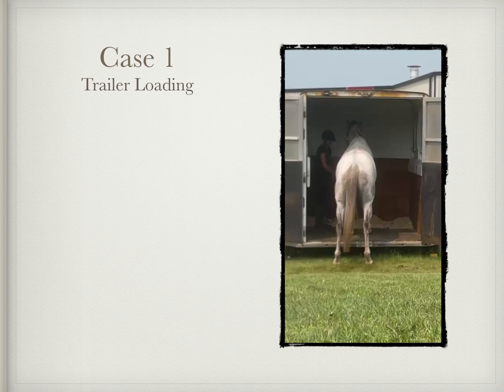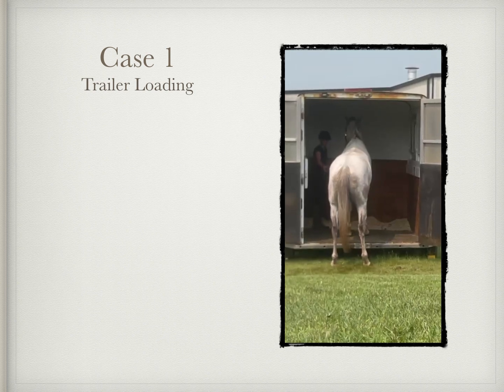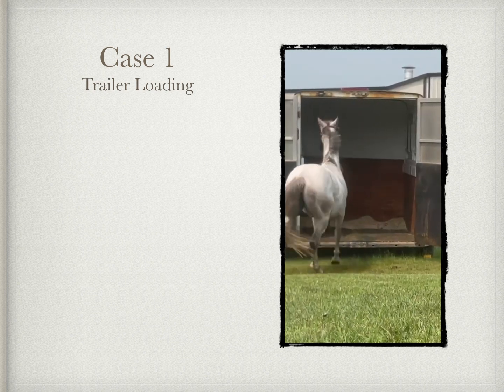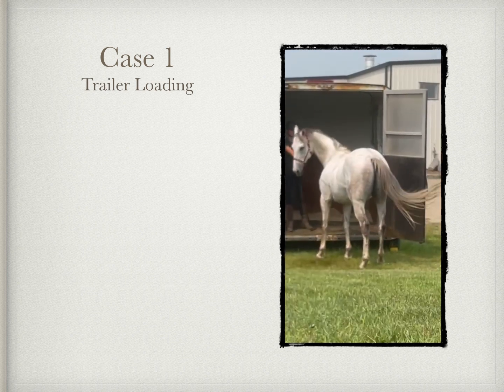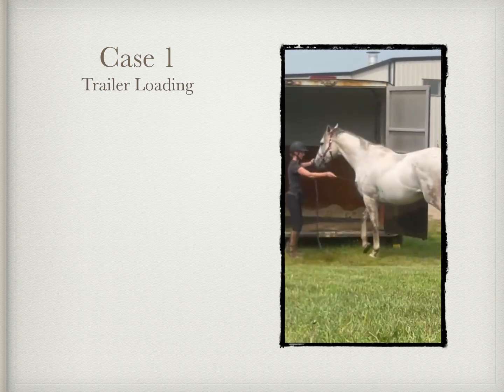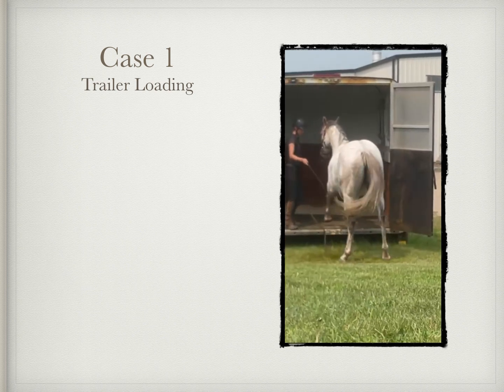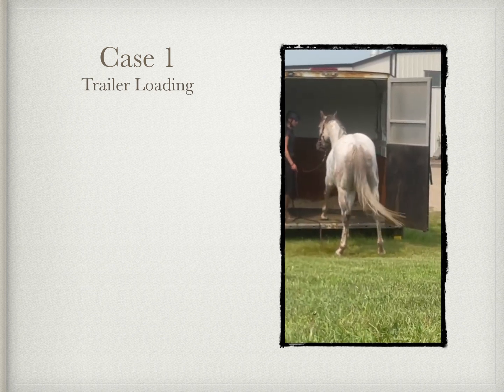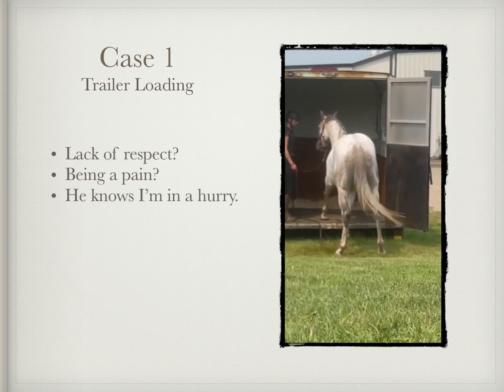Common reasons given for horses not entering the trailer include a lack of respect, being a pain, and knowing that the handler is in a hurry. But do those things describe what is going on in this video clip? I would contend not. Those ideas attribute motives to the horse which he may or may not actually have. Hint, horses' brains are actually incapable of planning to be a pain. Isn't that a relief? The accurate interpretation found through description is much simpler than any of those assumptions.